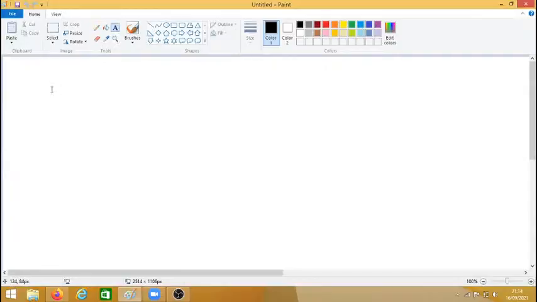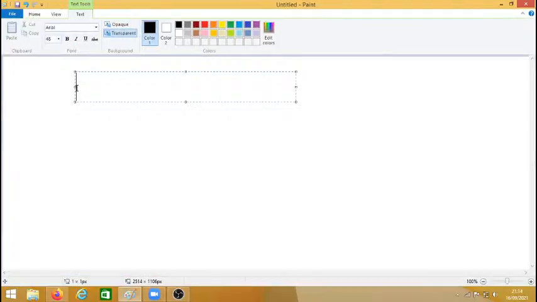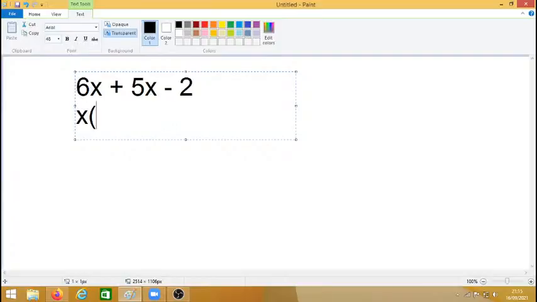We're working through the Pearson Excel book, and we're on example 9 of the first chapter. So here we have to split into partial fractions, and the fraction is on the top 6x squared. I'll put the squared inside a second. Plus 5x minus 2, and on the bottom the denominator is made up of x times x minus 1 times 2x plus 1.